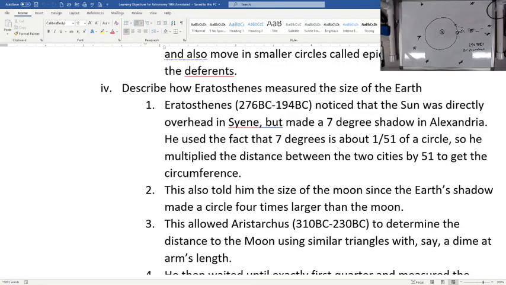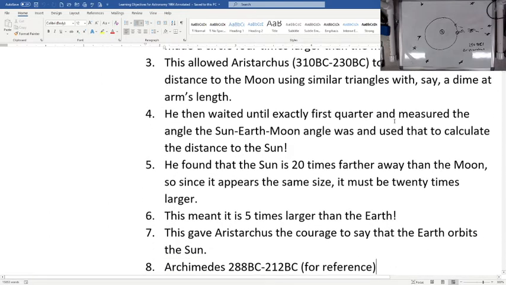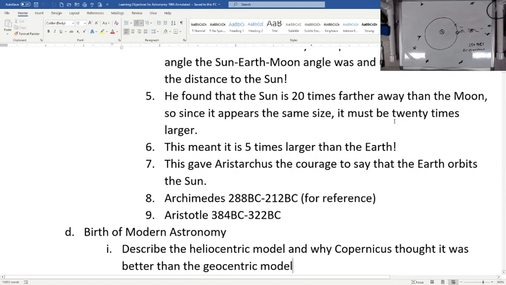So let me just talk through a few of these here for a second. So Aristarchus did a bunch of these things. I just talked about that. He measured the size of the sun.